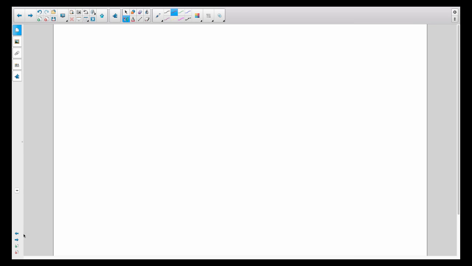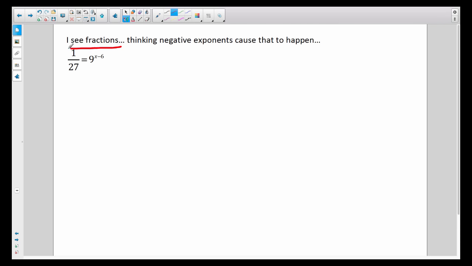Now the next ones I'm going to do are each different. So stay tuned and look at each one because it shows a little bit of a different look that you might see in the class or on your Regents or any exams we have. These are all the different concepts. So what's a concept here? I see fractions. I'm thinking negative, right? So my numbers are 9 and 27.